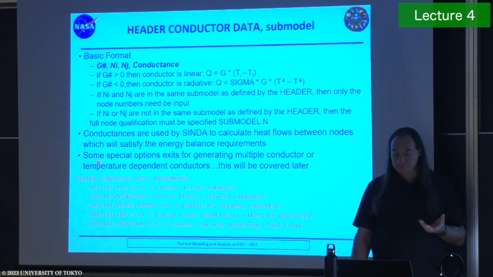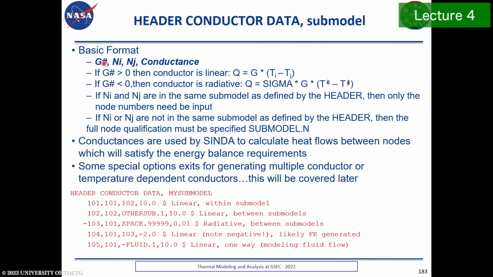Conductance data, similar format. G number here, greater than 0, it's linear. Less than 0, it's radiative. If you specified sigma, then you multiply sigma times G. So usually G is in terms of area. You could also say sigma is equal to 1 and put your G's in terms of watts per Kelvin to the 4th. Just got to make sure it's consistent, but it's going to use a T to the 4th relationship.